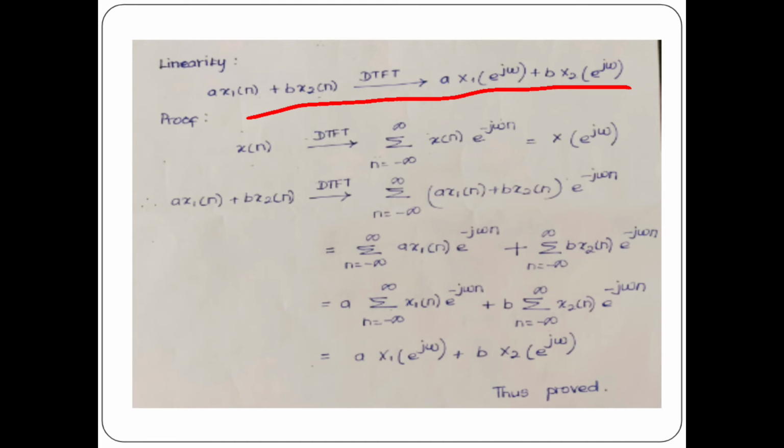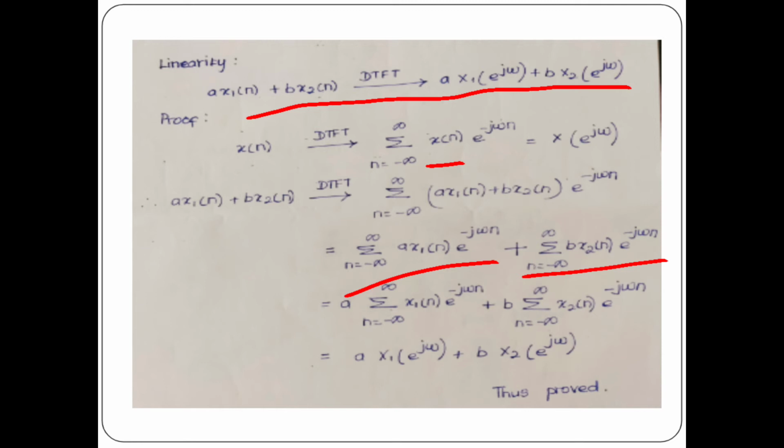So first of all, x of n on taking DTFT will give you, this is the formula, summation n equal to minus infinity to infinity x of n e power minus j omega n, which is equal to X of e power j omega. So what happens if the input is a x1 of n plus b x2 of n? In the place of x of n, we have to write a x1 of n plus b x2 of n. So summation, and the exponential term, we have to multiply both the terms. So summation, we have got 2 terms.